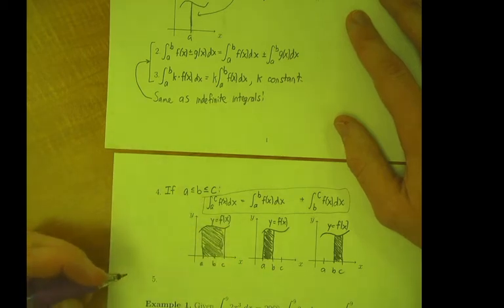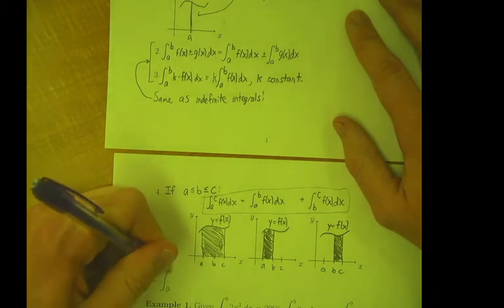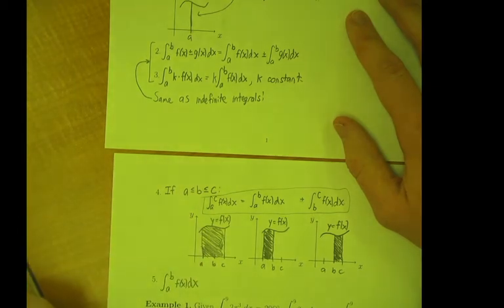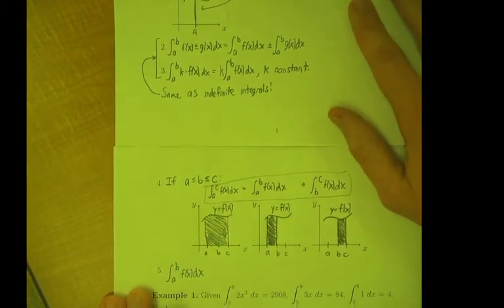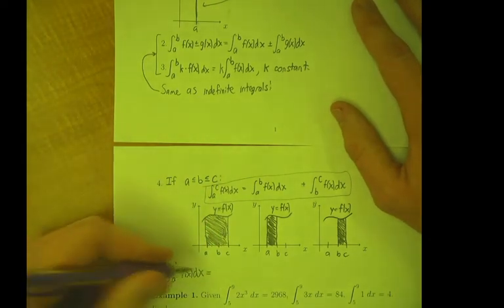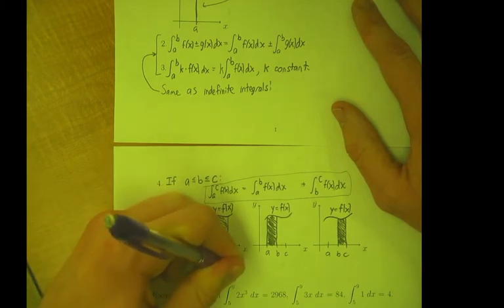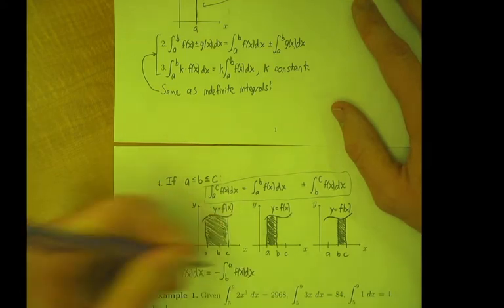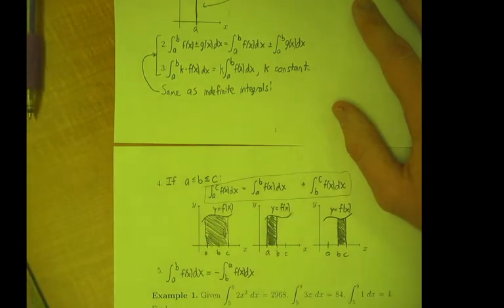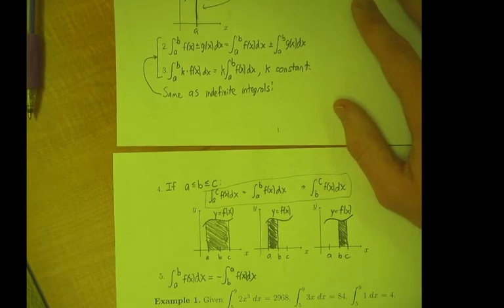Okay. And the last one is if we take the integral from a to b of f of x dx. In this case, one thing that could help us is that this is the same thing as the negative of the integral from b to a of f of x dx. So this one is a bit trickier to explain without knowing the fundamental theorem of calculus.